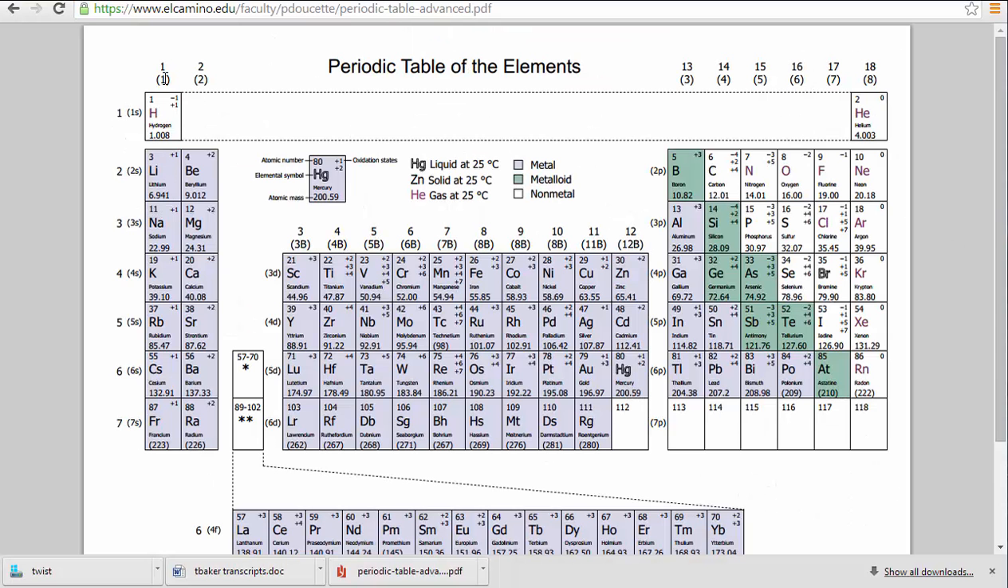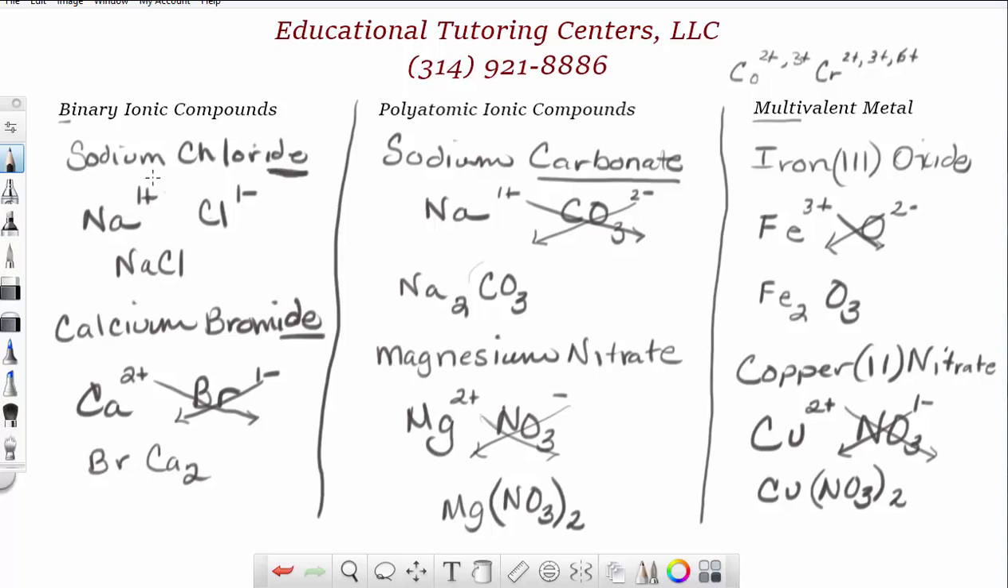So here, sodium is in group 1. It has a +1 charge. Chlorine here is one step away from your noble gases. It's a nonmetal, so it has a negative charge, and -1 is its charge. So that's what I've written here, +1 and -1. Some people write 1 minus, or 1 plus and 1 minus.